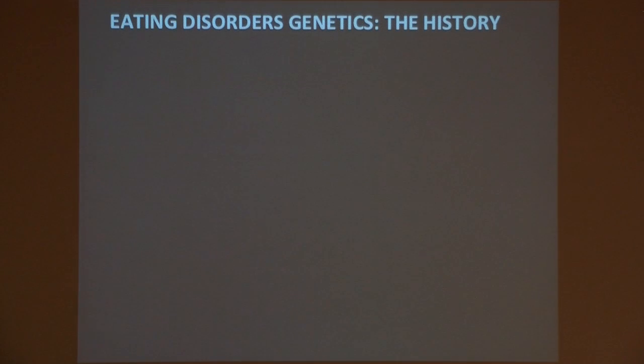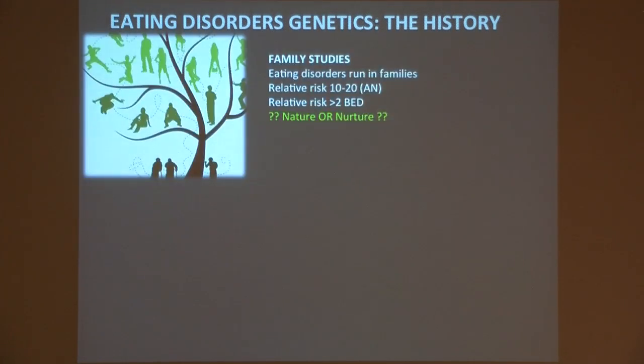Now, this is the history of psychiatric genetics and eating disorders, and a very quick presentation. First off, we know eating disorders run in families. If they didn't, there would be no reason to be doing all these genetic studies that we're doing. So the relative risk is about 10 to 20 for anorexia nervosa, and for binge eating disorder, about 2. What family studies traditionally can't tell us is why a disorder runs in families. To what extent is this due to nature? To what extent is this due to nurture?